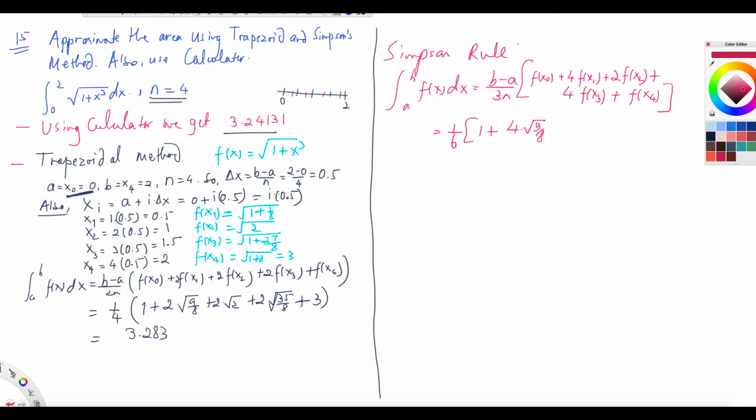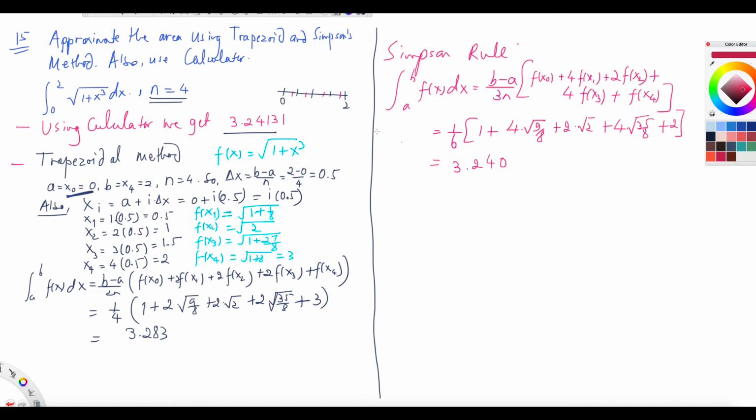That is f of x1, right? Plus 2 times root under 2. Plus 4 times f of x3. How much is that? 35 over 8. And then plus 2. So if you use a calculator for this, you will get 3.240. You see that? It is 3.24131. It is 3.240 if you use a calculator. That's what I got. Okay.